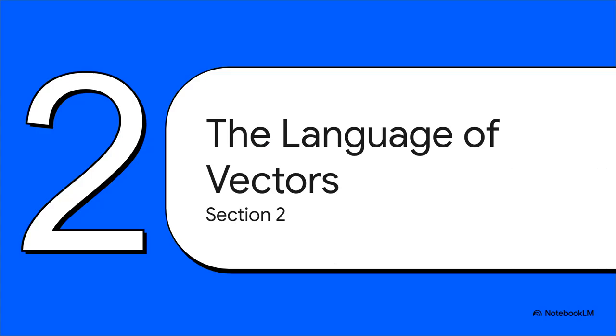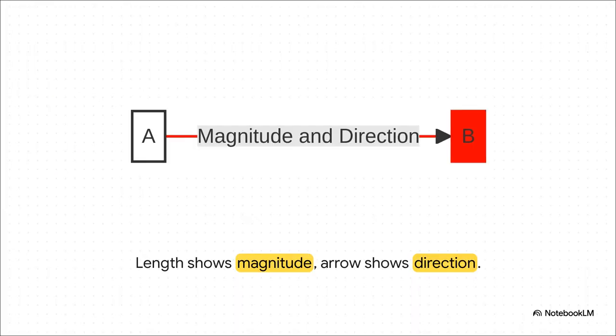Which brings us to section 2, the language of vectors. Now take a look at this arrow. This is a vector, and it is wonderfully simple once you get the hang of it. The length of the arrow tells you the magnitude, so the quantity, the speed, the force, whatever it is. And the arrowhead points the exact direction, right toward its destiny. Basically, a longer arrow means more force or speed, and a shorter one means less.